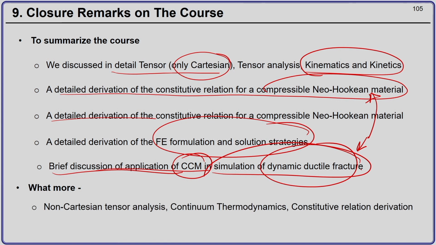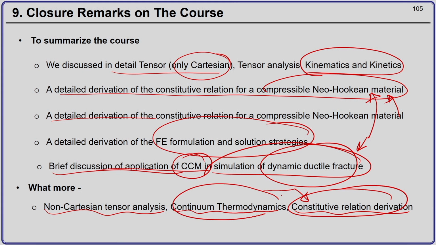So, what more can you do? Non-Cartesian tensor analysis you can study by yourself if you want. You can refer to some books. I can give you references to some books if you are interested. Continuum thermodynamics is not what we discussed. This is discussed mostly in a course on continuum mechanics, not in this applied course, and also the constitutive relation derivations. Okay. For example, from the given Helmholtz free energy or the Gibbs free energy potential, how to derive the constitutive relations, that we did not discuss. We directly took a material model which is the Neo-Hookean material model. So, this also can be done in a course on continuum mechanics.